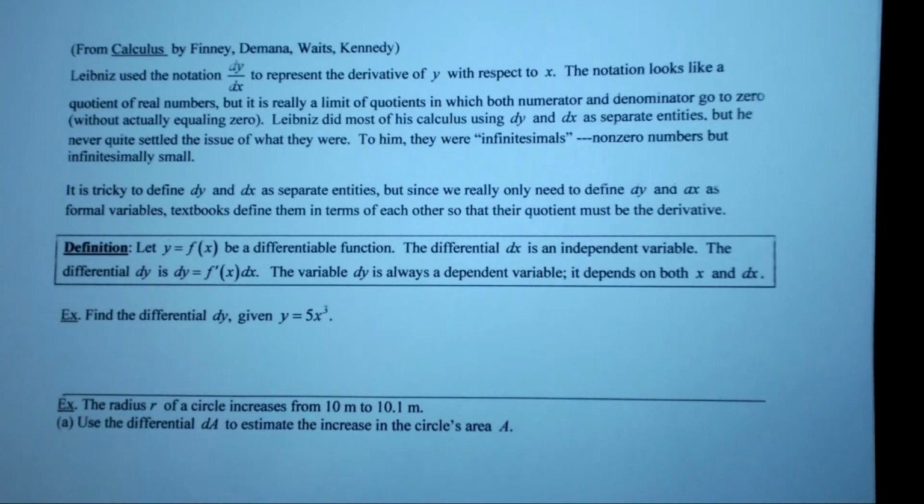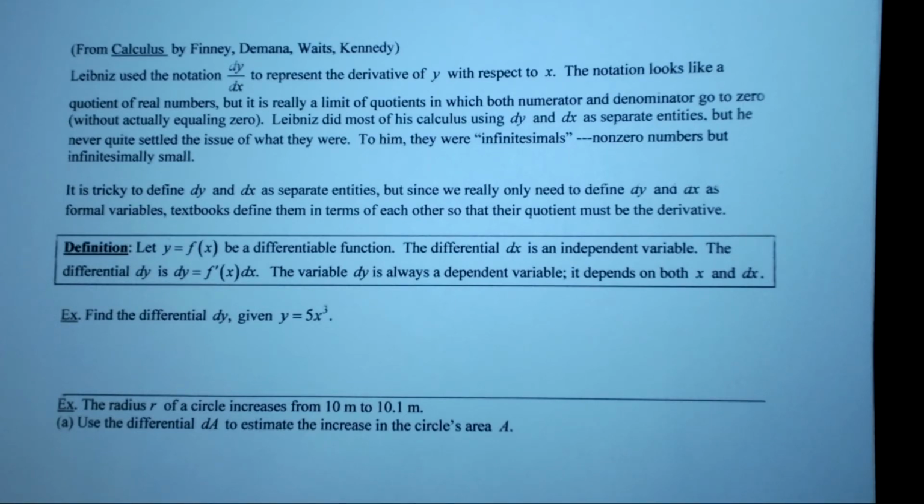Leibniz did most of his calculus using dy and dx as separate entities, but he never quite settled the issue of what they were. So that explains why they're confusing, because he never really explained what they meant. To him, they were infinitesimals, non-zero numbers, but infinitesimally small. So really, really small numbers, but numbers nonetheless. This is why when you do things like implicit differentiation, something like dx over dx cancels out, because it's essentially a really small number over itself, right? And so it cancels out.